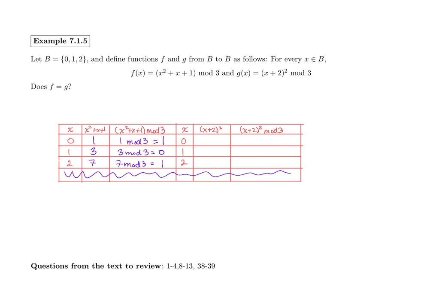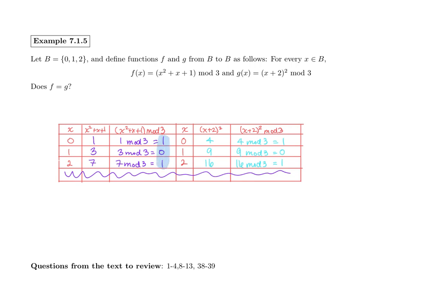All right, let's try g of x. When x is 0, 0 plus 2 is 2. 2 squared is 4. 4 mod 3 equals 1. When I plug in 1, 1 plus 2 is 3, and 3 squared is 9. 9 mod 3 would be 0, because there would be no remainder, because 3 times 3 is 9. And lastly, 2. 2 plus 2 is 4, and 4 squared is 16. And 16 mod 3 is going to equal 1, because it is 15 plus 1.